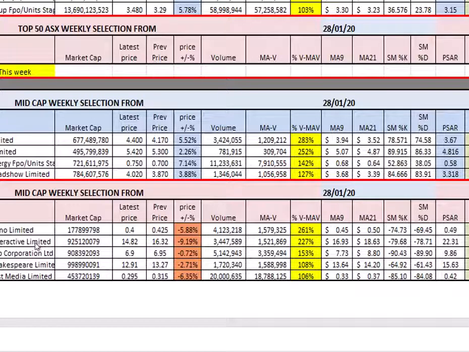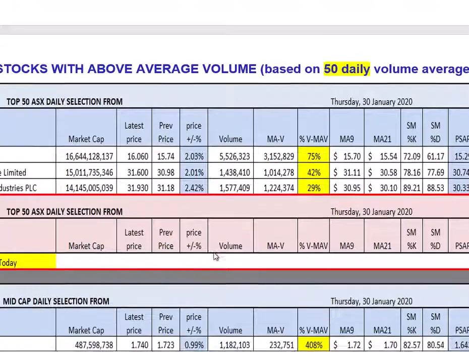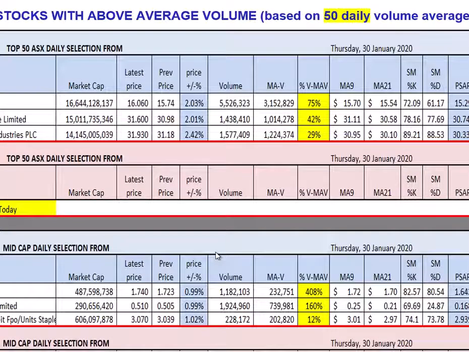Jumbo Interactive had very high volume, and the price dropped by 10%. Again, all this information happens to be available to you on the website. Every day, we show you not only the weekly, what we've seen at the beginning of the week, but also the daily.